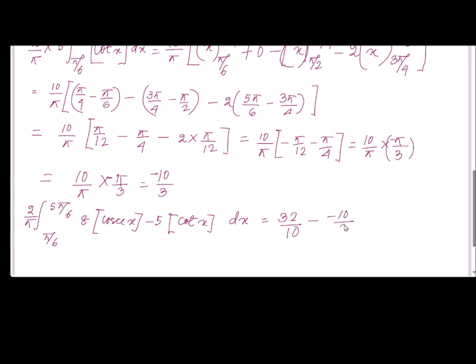Then by 3. So first result was, so integration of 2 by pi, pi by 6 to 5 pi by 6, 8 times of greatest integer cosec x minus 5 cot x dx equals to 32 by 3 minus minus 10 by 3. That will be 42 by 3. The answer is 14.